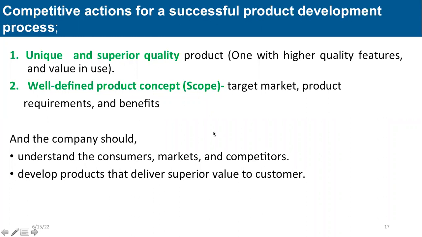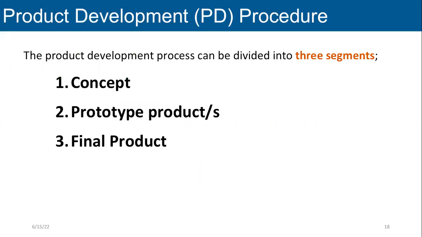There are some factors: a unique and superior quality product should be there, and a well-defined product concept. We will be discussing these things. What is the concept and scope? Before initiating, we have to define the concept, right? In the product development process, there are three major segments: concept development, prototyping, and final product. As we have discussed, the prototypes are very important, right?